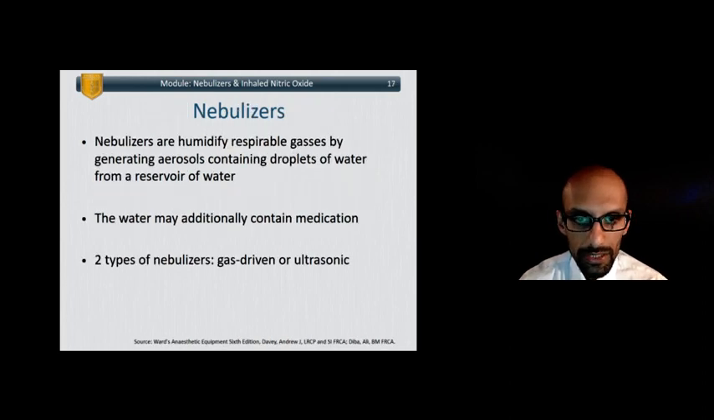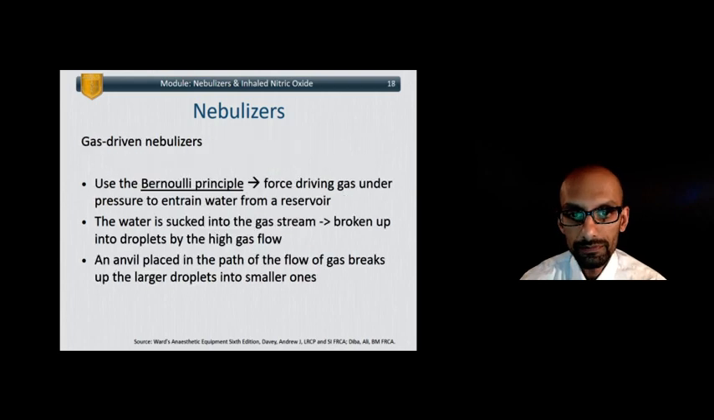We're going to move on to nebulizers. Nebulizers basically humidify respirable gases by generating aerosols containing droplets of water from a reservoir of water. That water may additionally contain medication. Okay, there are 2 types of nebulizers: gas-driven or ultrasonic. With gas-driven nebulizers, you're essentially employing the Bernoulli principle. It's basically a force-driving gas under pressure to entrain water from a reservoir.